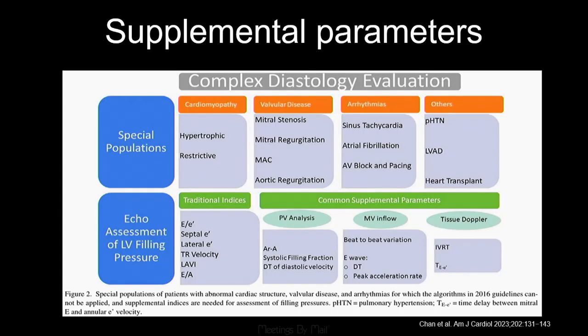Again, making sure as sonographers we're getting really good pulmonary veins. A lot of times that's overlooked, and it sounds like the new guidelines, we might go back to some of that. Our mitral valve inflow, looking at the beat-to-beat variation in our E velocities, and then looking at our decel time and peak acceleration rate with our E waves, and then finally looking at our IVRT, and then our time delay between our mitral E and our annular E velocity.